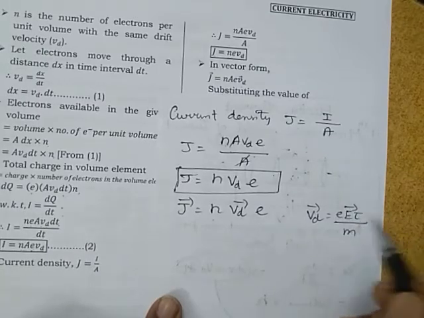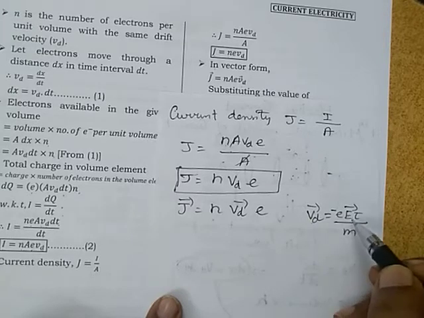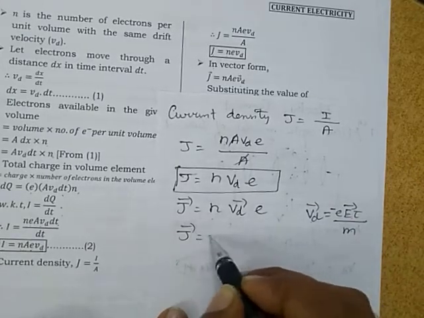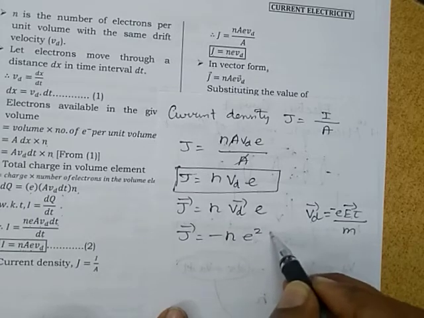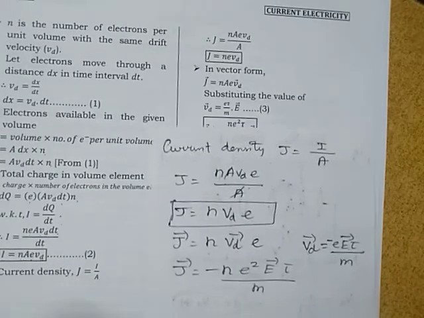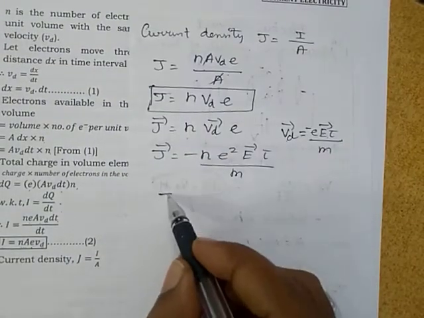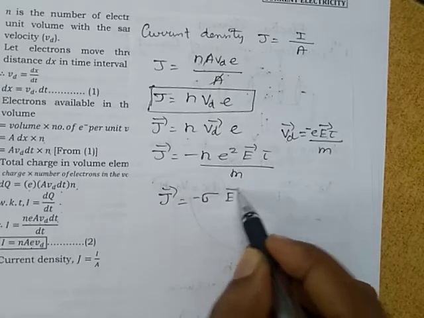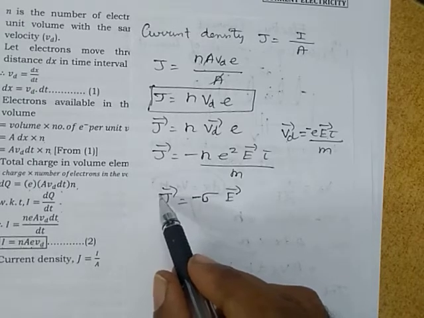The minus sign represents that the drift velocity of the electron is opposite to the direction of the electric field. So we can write J vector is equal to minus n e square E vector tau by m. Then we can write J vector is equal to minus sigma E vector.